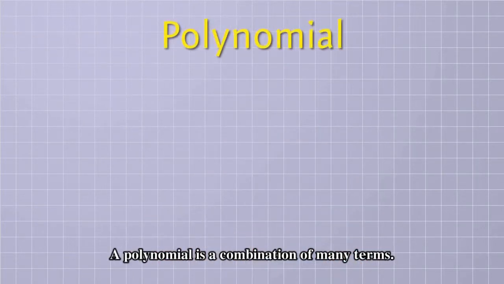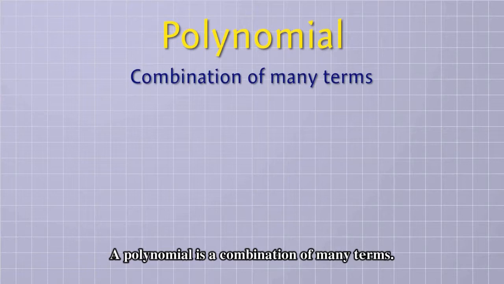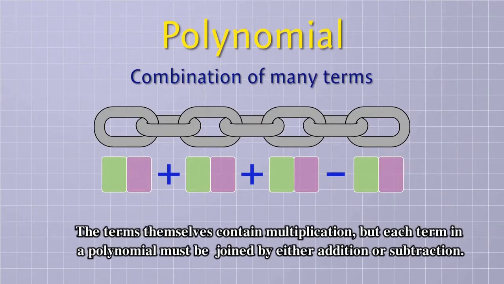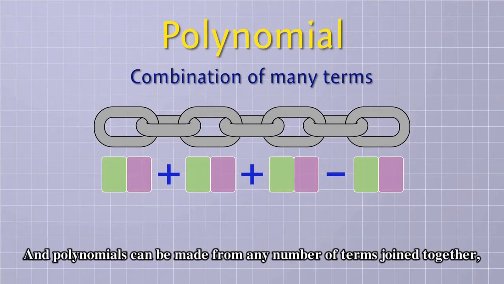A polynomial is a combination of many terms. It's kind of like a chain of terms that are all linked together using addition or subtraction. The terms themselves contain multiplication, but each term in a polynomial must be joined by either addition or subtraction. And polynomials can be made from any number of terms joined together.